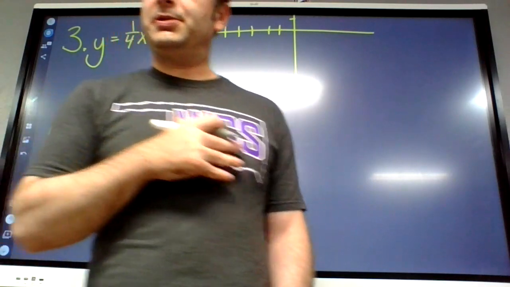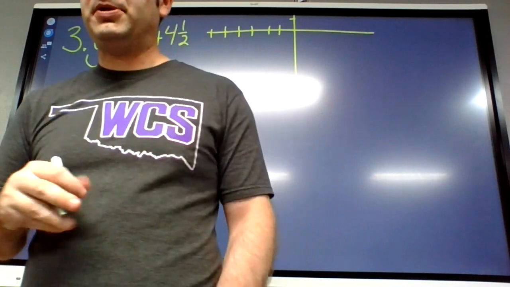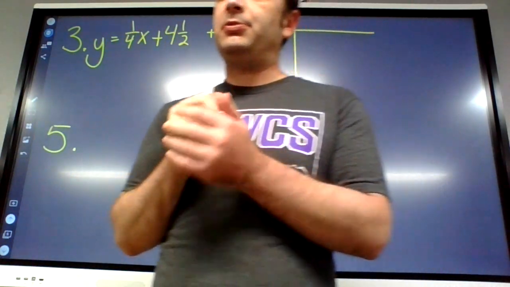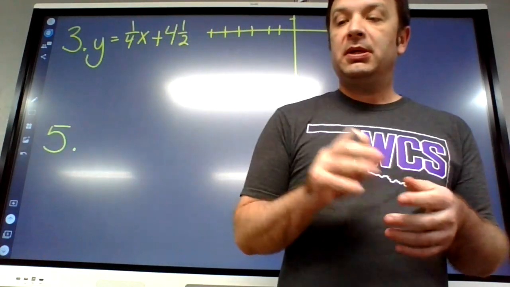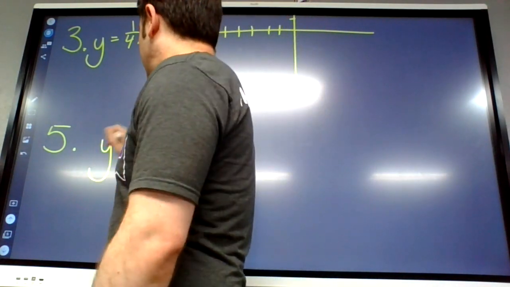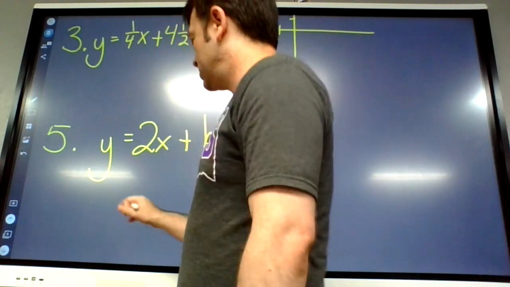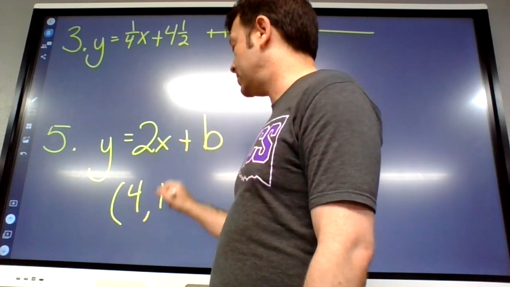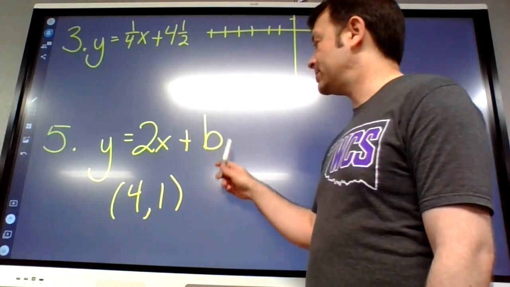This part is new, or we kind of already did 1 through 4 on the other assignment. It says use slope-intercept form to write the equation of the line passing through the given point with the given slope. So we know the slope is 2 on number 5. So what I know is y equals 2x plus b, but they don't tell me the y-intercept. They do tell me that 4, 1 is on the line though. So how could I find the y-intercept?